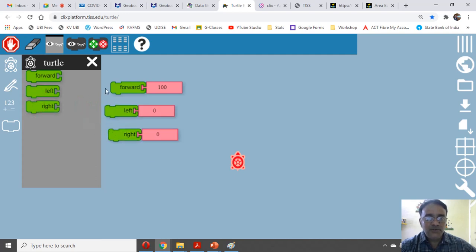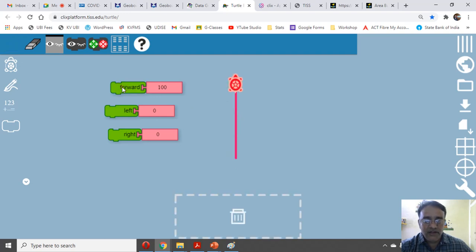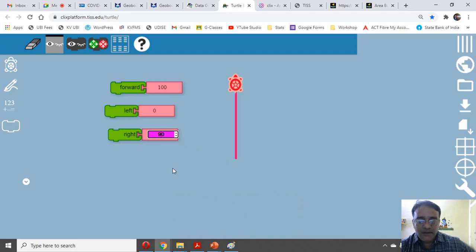Suppose I want to draw a square. What I have to do is draw a line first. So I want to make this turtle move 2 times forward, 100, 100, 200 is over. Now here I want to make the turtle turn 90 degrees. The right turn is there, so I will enter 90, then click on right. So the turtle will turn 90 degrees towards the right side.